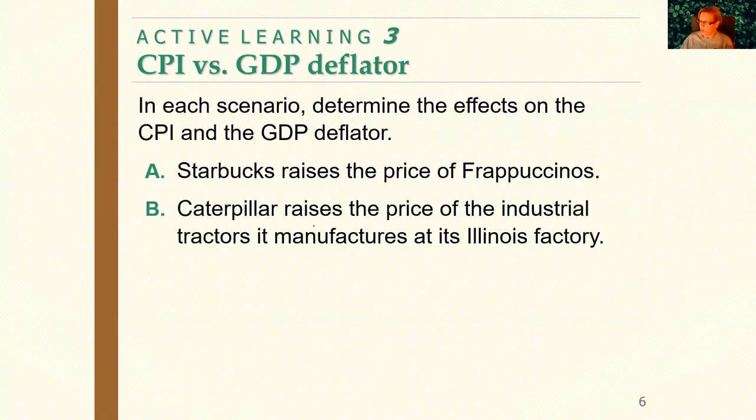The next one. Caterpillar raises the price of the industrial tractors it manufactures at its Illinois factory. So Caterpillar is earth moving equipment. That would be an investment. And so because it's an investment, the GDP would go up, hence the GDP deflator would go up. But because it is industrial tractors and not for personal use, the CPI would remain unchanged.